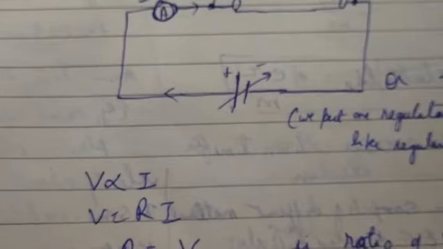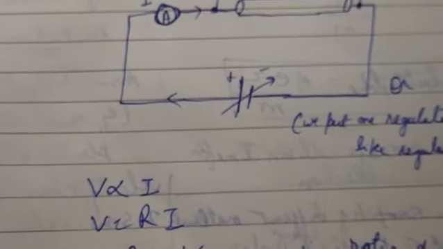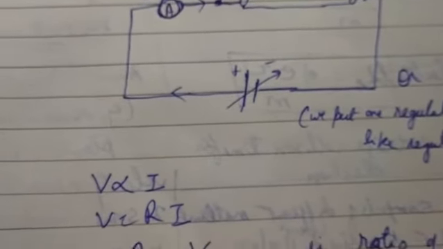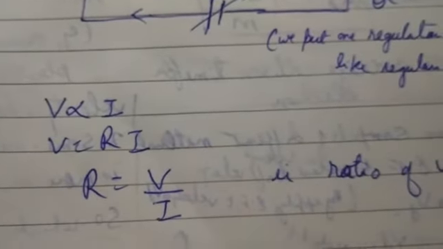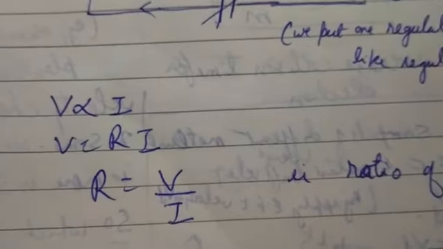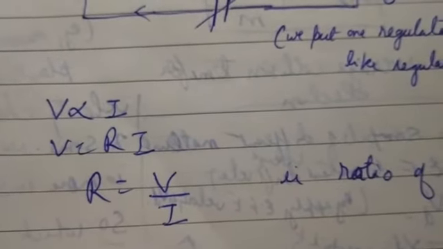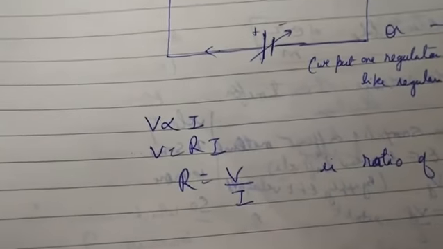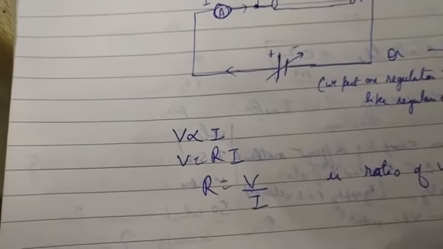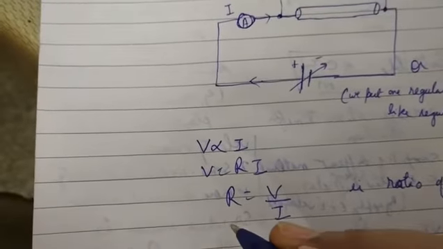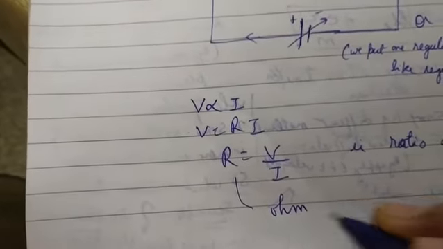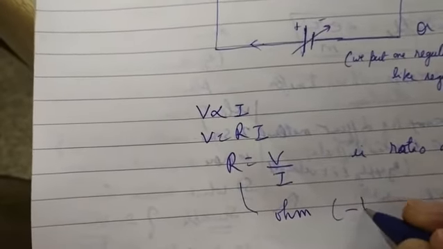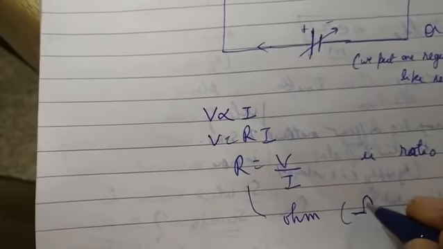So V is proportional to I, or I is proportional to V. If V is proportional to I, then V is equal to RI, where R is the constant, that is equal to V upon I. So what is R? R is the resistance of the conductor. And the unit of resistance is ohm, and it is represented by omega.